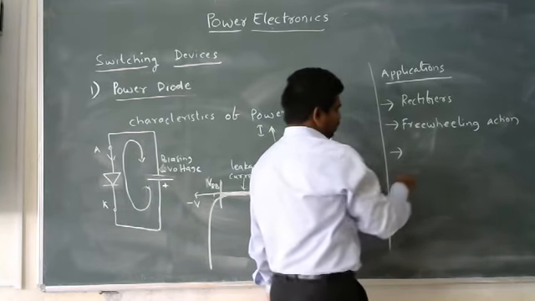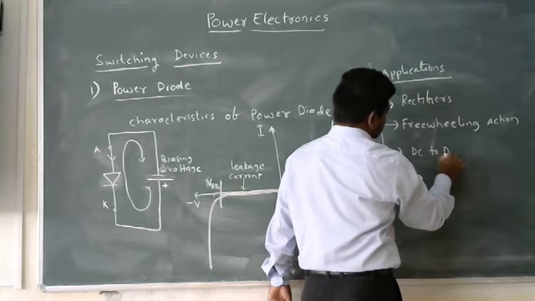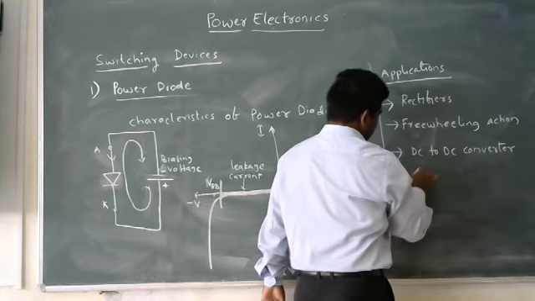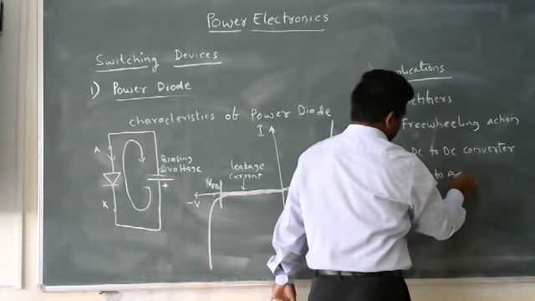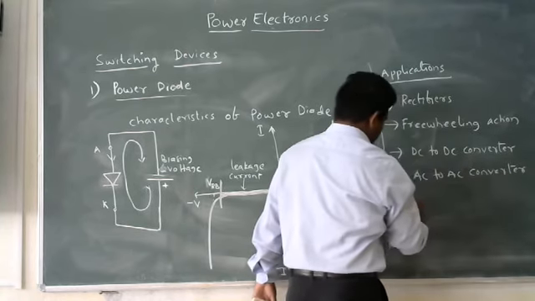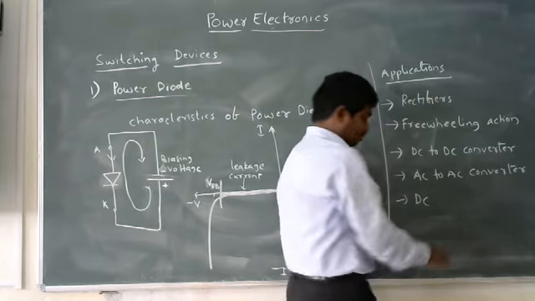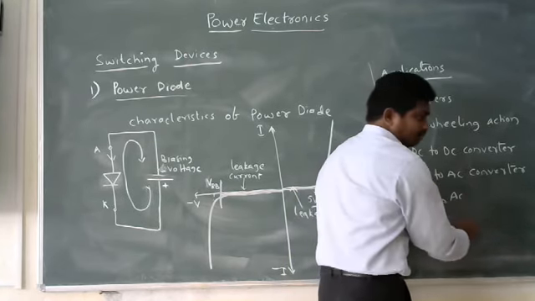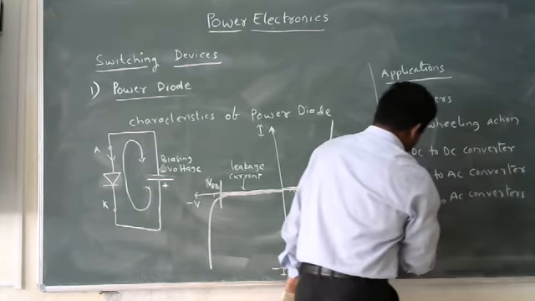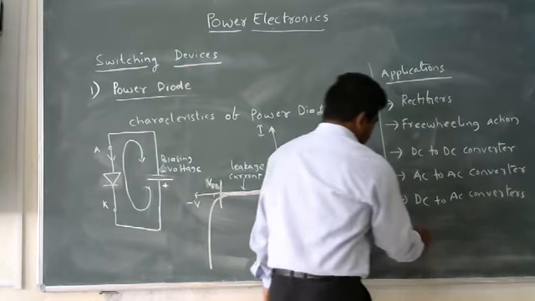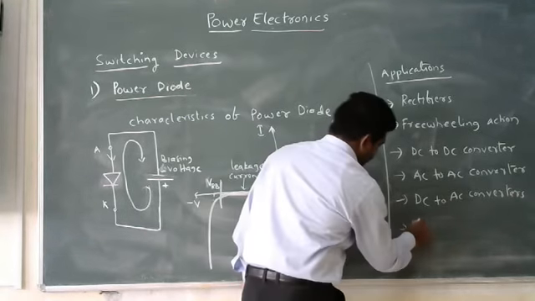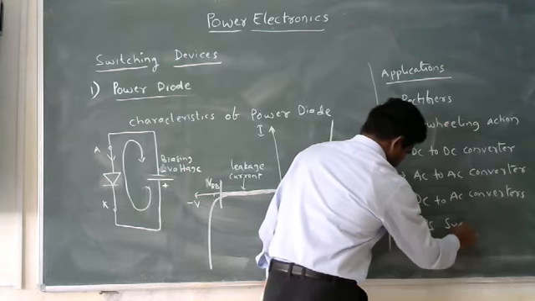And also in DC to DC converters, then AC to AC converters, then DC to AC converters for inverters. Finally, as I said, when you use Schottky diodes like power diodes, it will go for UPS systems.